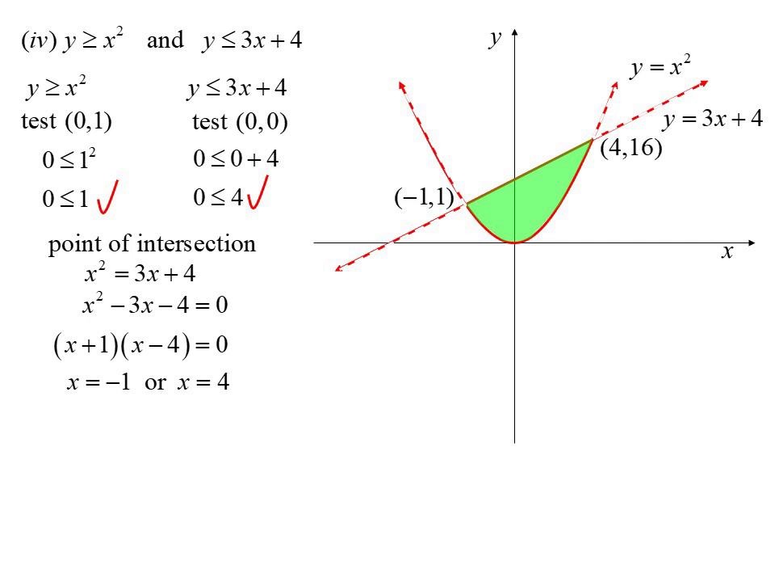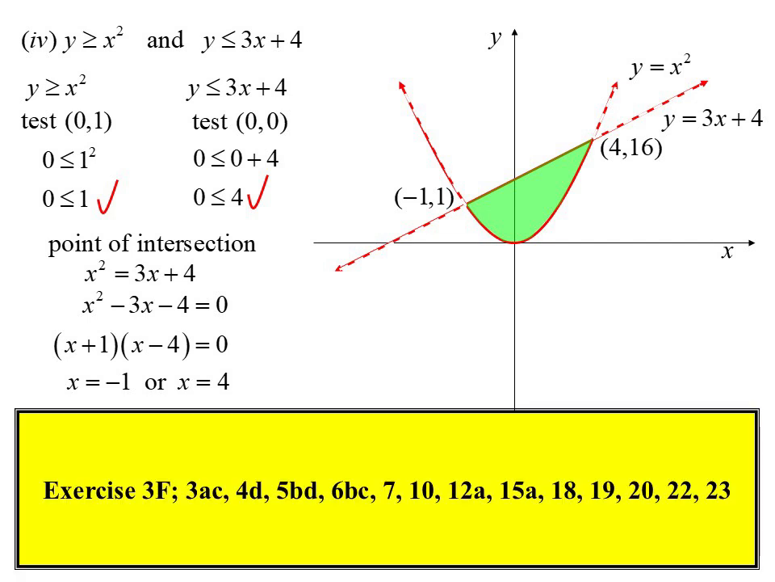In this case, I should also dot the line and the parabola outside that region because they are not part of the solution. So they should be dotted. So those are the regions in the plane.